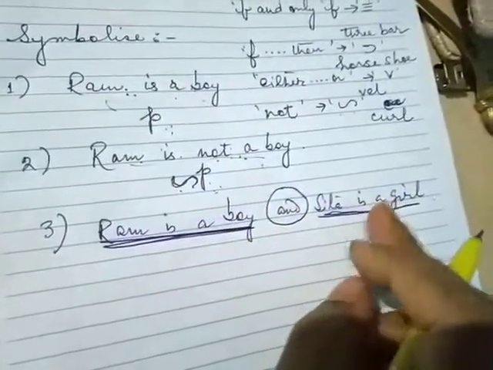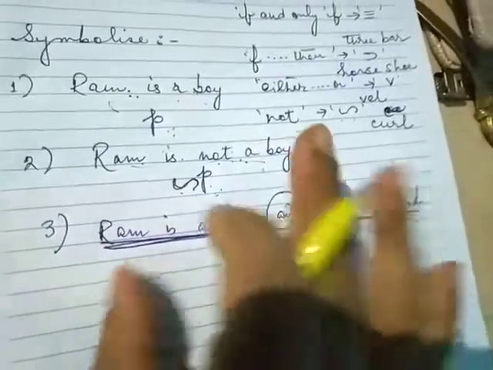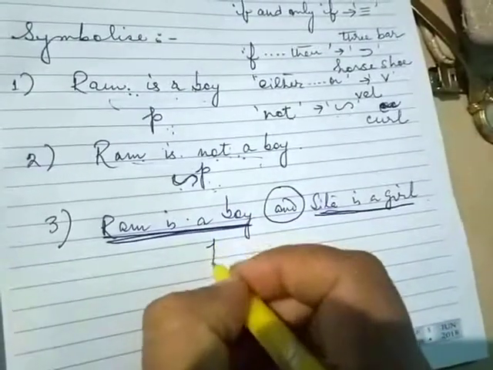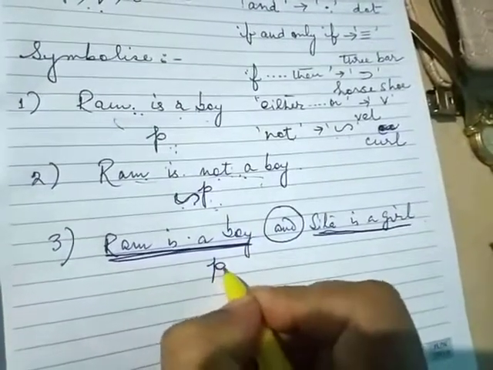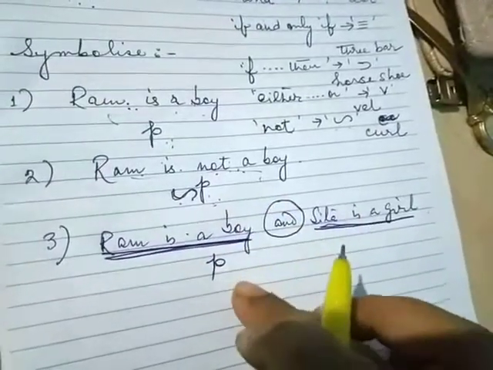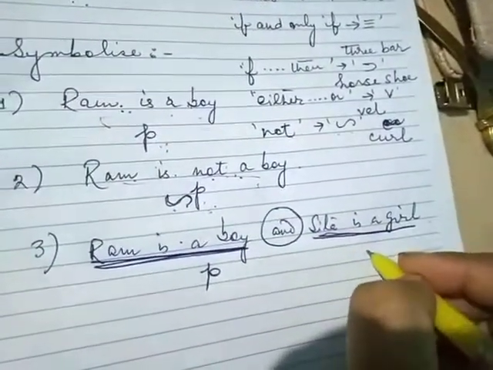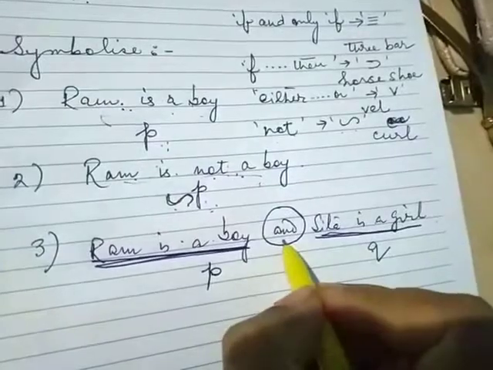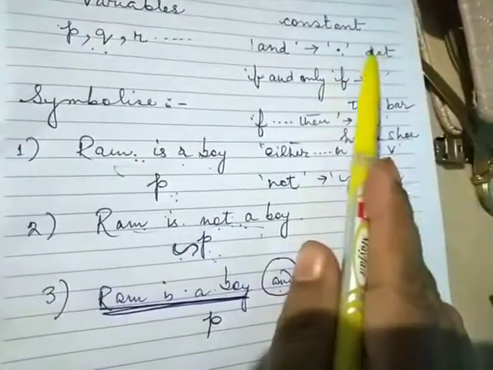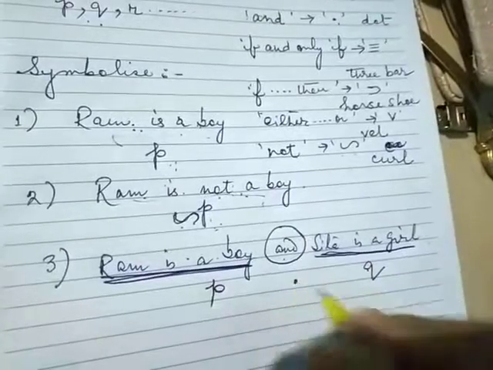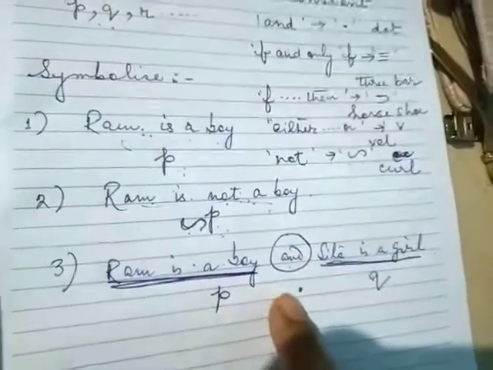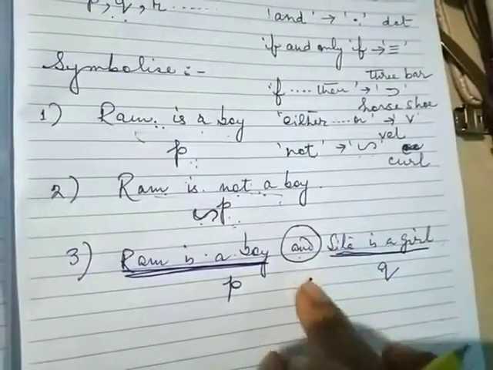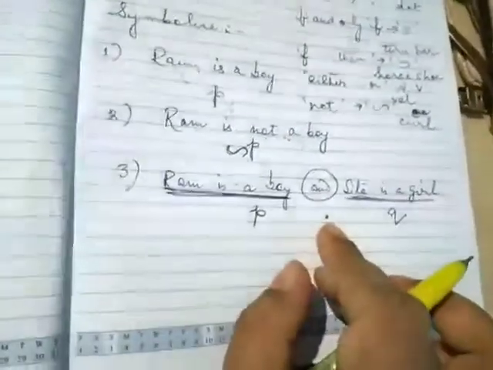With this and, we have added two propositions together to make one compound proposition. Now as there are two propositions, for the first proposition I will write a variable p, but for the second I will not write p, since it is a different sentence, I will write q. And for and we use dot. So we will use dot for and. Now this proposition is symbolized as p dot q. P for the first sentence, q for the second sentence, and for this and I have used dot.